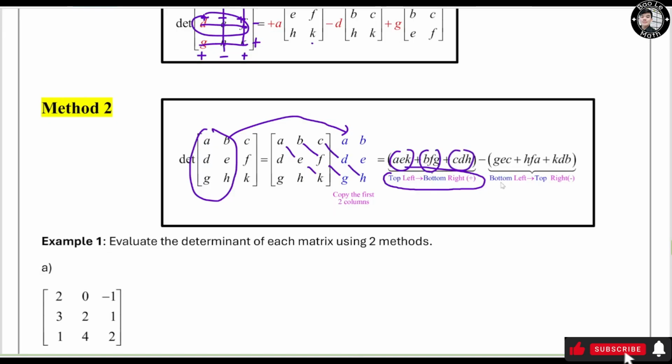Now, bottom left to top right should be subtraction. So we have the subtraction side right here: G times E times C, H times F times A, and K times D times B. I'm going to factor the negative sign out. That's why I have the plus side right here.